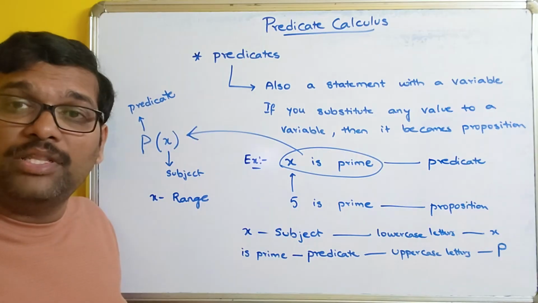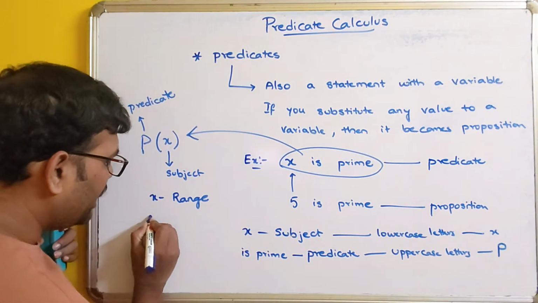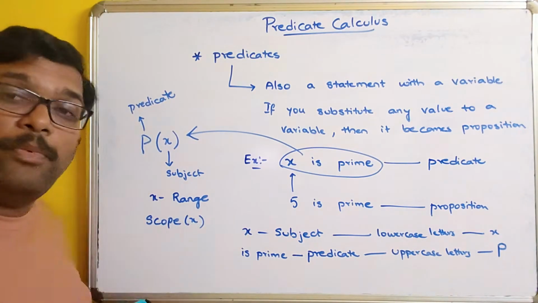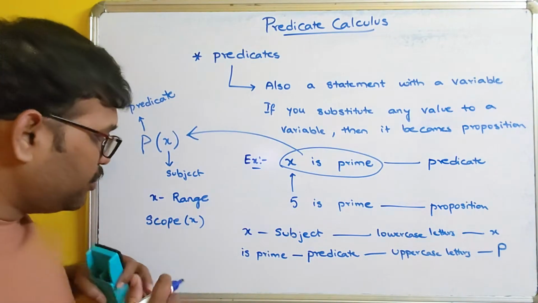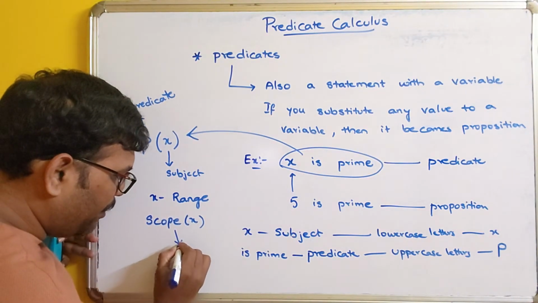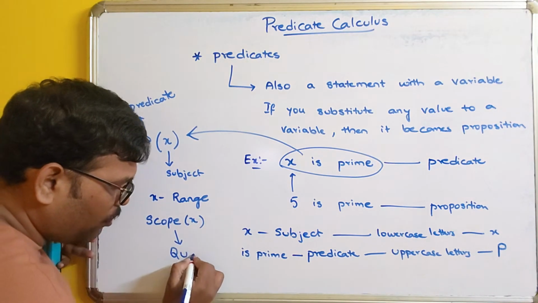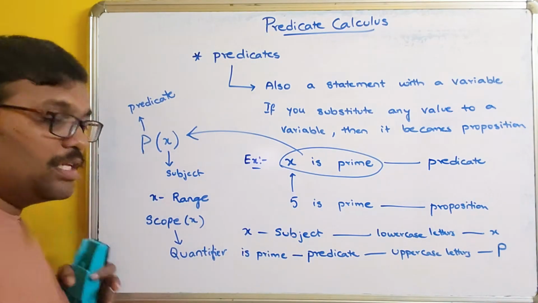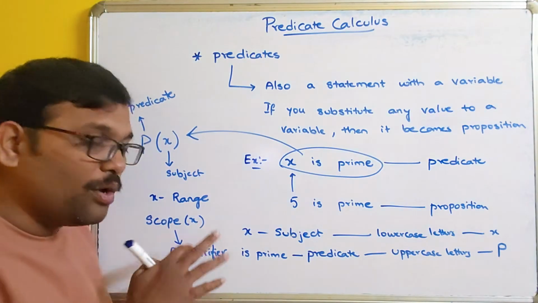Okay, X may hold a range of values. So here we can represent the scope of X, that is, where it can be used. This will be represented in a form like a quantifier. The scope of a predicate can be represented by using a quantifier.